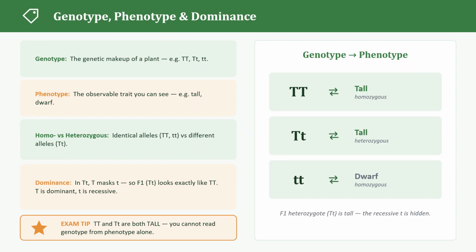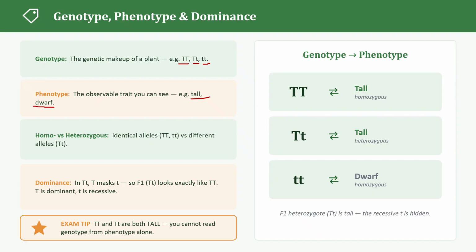Next, we are going to see genotype, phenotype, and dominance. Genotype is the genetic constitution of an organism. For example, TT, Tt, tt. These are the genotypes. And phenotype is the external appearance, how they look. Is it a tall plant? Is it a dwarf plant? The external look of the plant.